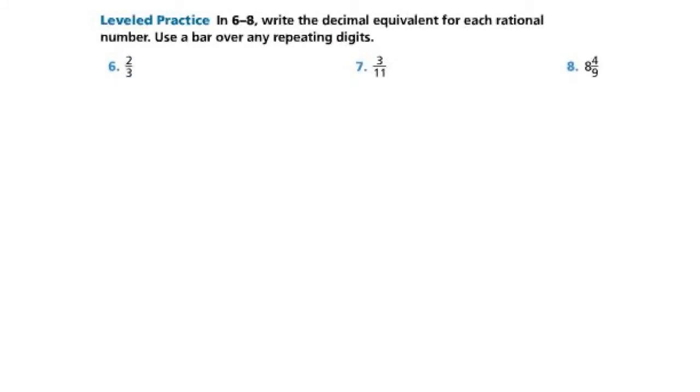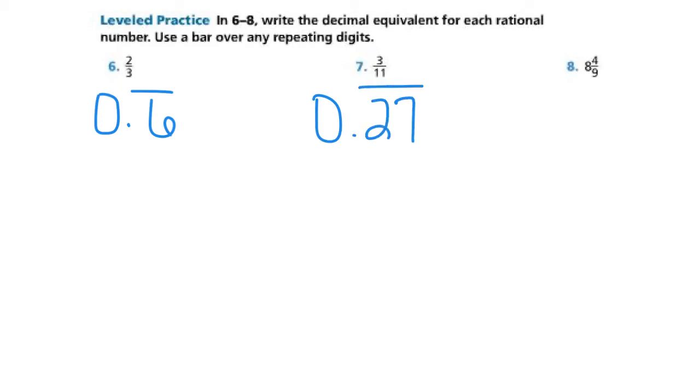Question 6. The decimal equivalent of 2/3 is 0.6 repeated. The decimal equivalent of 3/11ths is 0.27, where the 2 and the 7 both repeat.